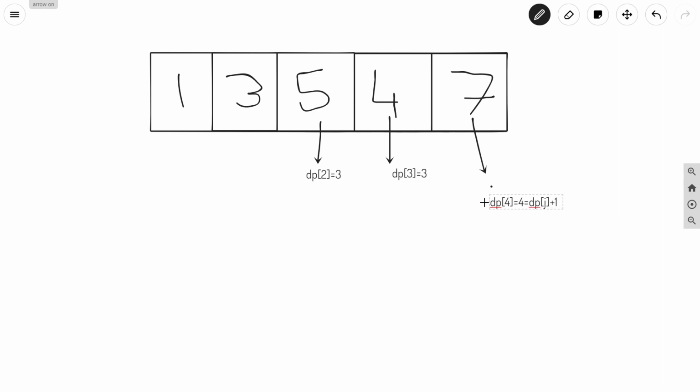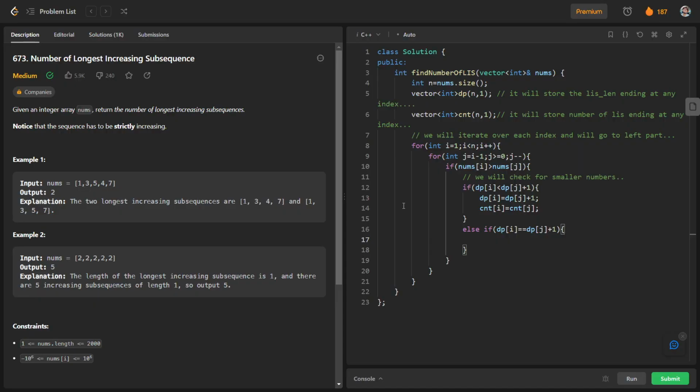So in this case what will happen, it will add the value of these two counts. So count of I will be added with count of j. So if dp of I is equal to dp of j plus 1, in this case we are going to increase the value of count I with count of j. Okay, so that's what we will do here, and after that we have to maximize the value of our LIS.